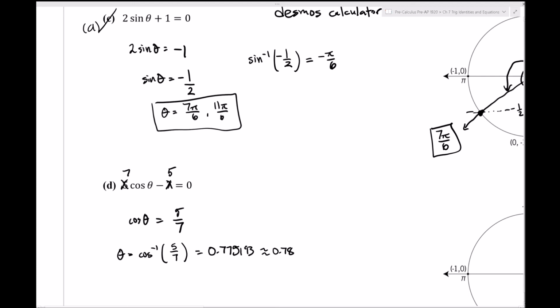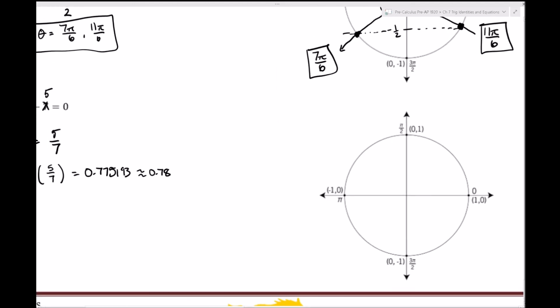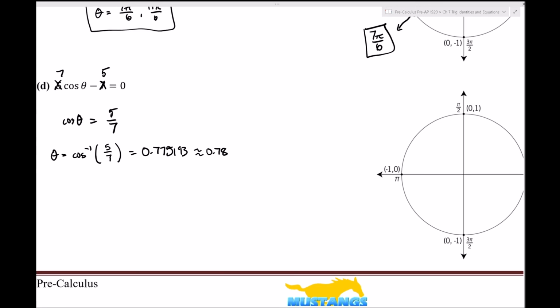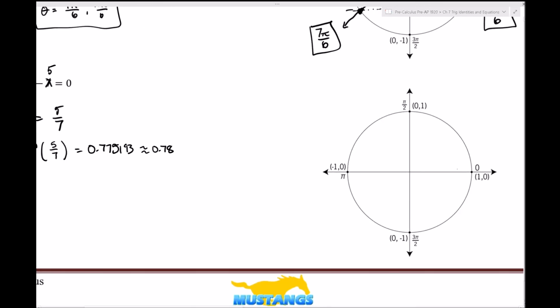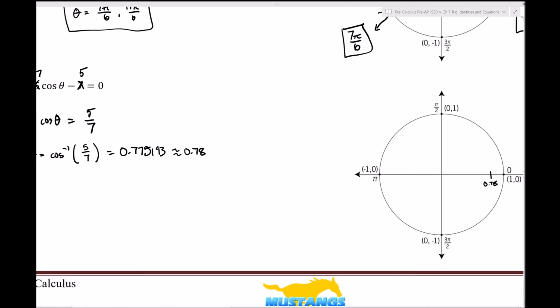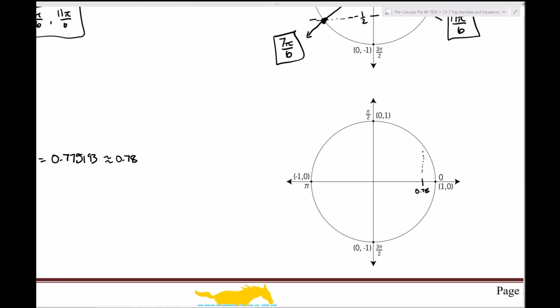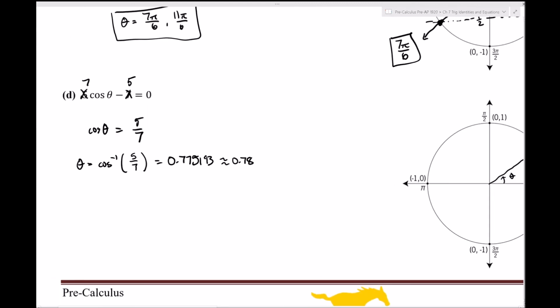So it's about 0.78. What you do is you remember cosine is an x-coordinate. This was a positive x-coordinate also, and we're talking about values in the upper half. So 0.78 is somewhere really close to 1. So 0.78 is here. That's the x-coordinate. We're talking about this angle here. This is theta. Oh no, wait, hold on. That's not right.